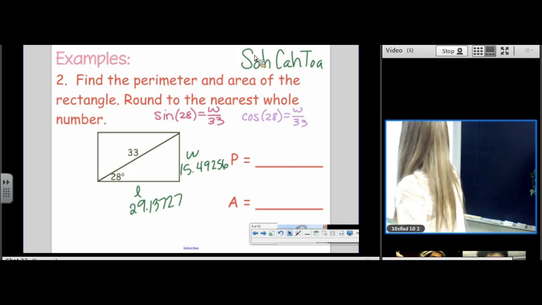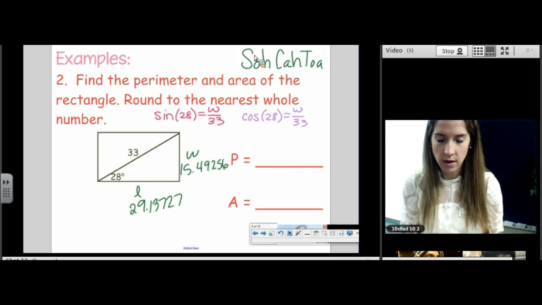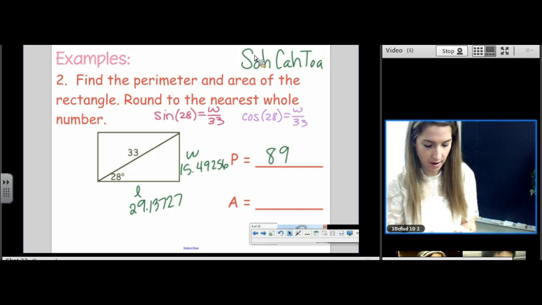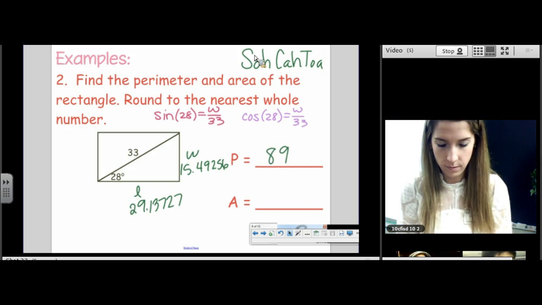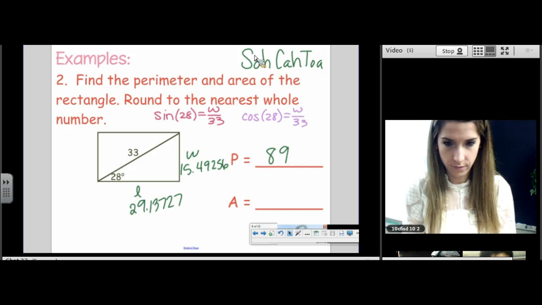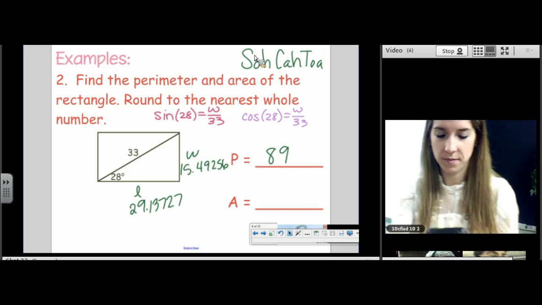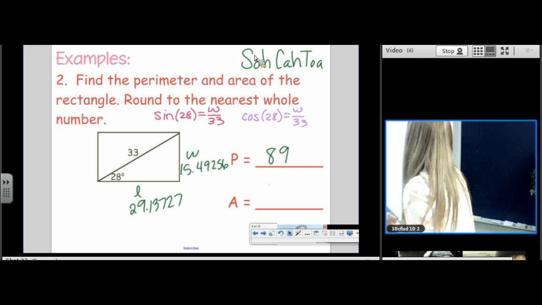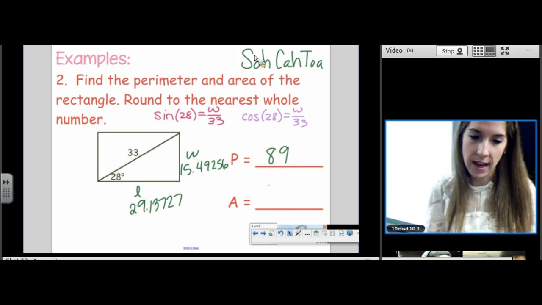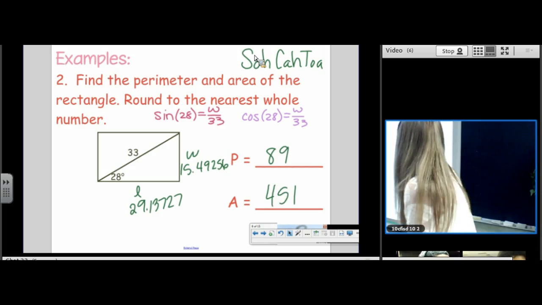89. The perimeter is 89. We don't have units here, so it's not necessary to put units. All right, now let's do the area. We're just going to multiply these together. Voila, what'd you get? 451 square units. But like I said, we're not going to put the units because we don't have units. All right, let's keep moving on.